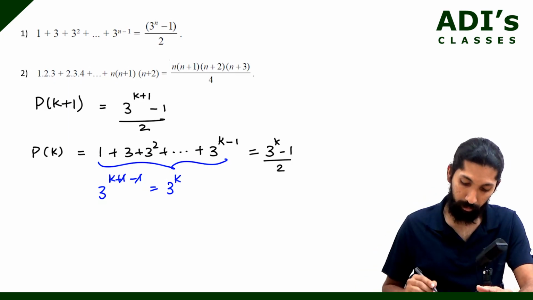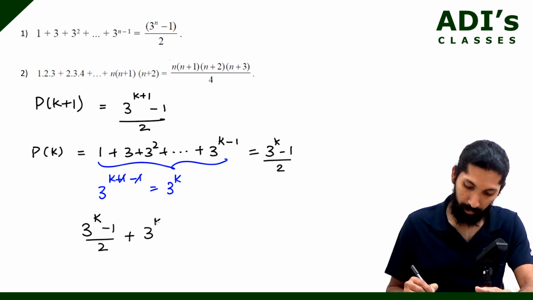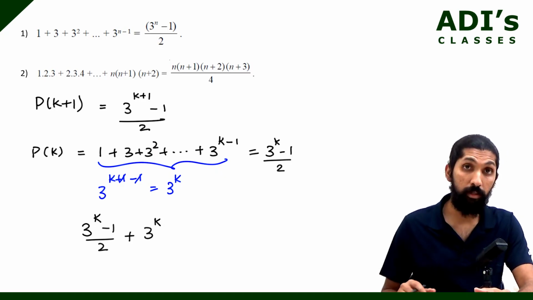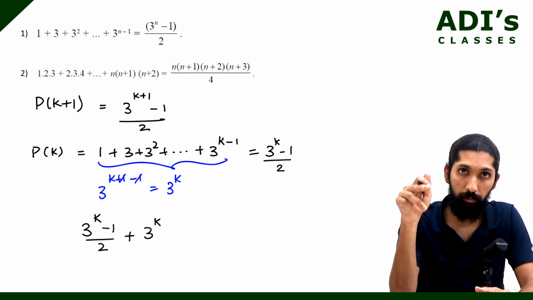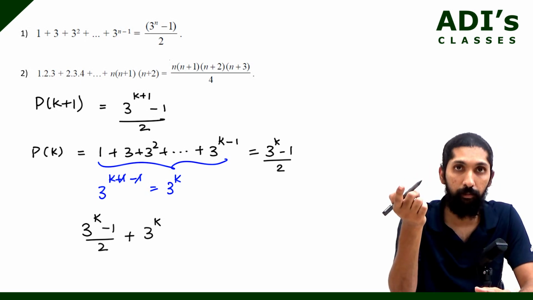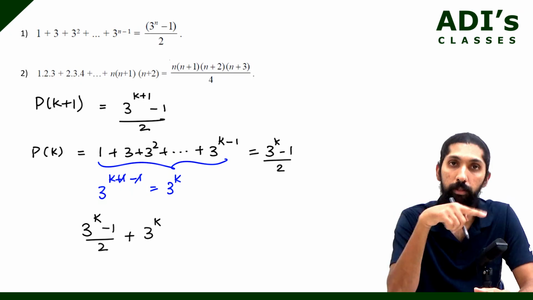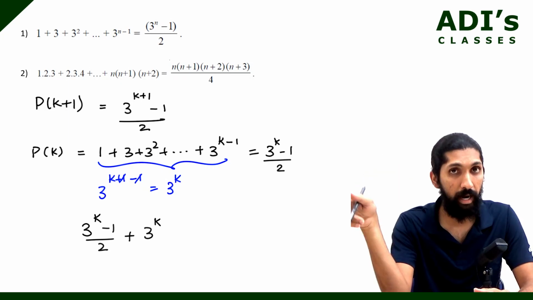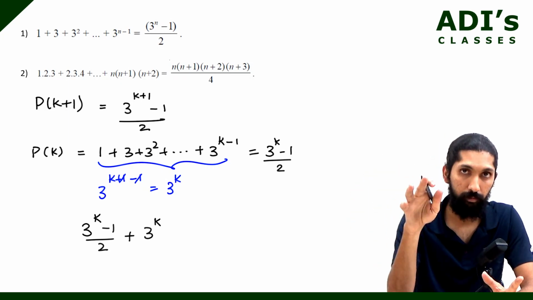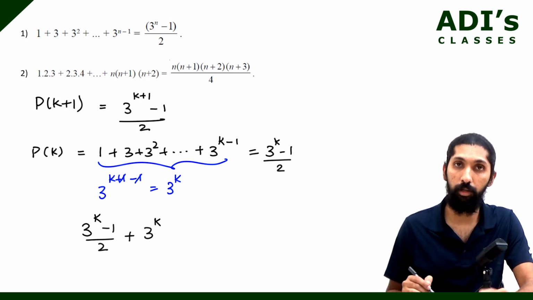So, what are we going to get now? (3 to the power of k minus 1) by 2 plus 3 to the power of k. I hope this is clear. Remember, the next term becomes 3 to the power of k plus 1 minus 1. Plus 1 minus 1 cancels. It's just 3 to the power of k. So, we are going to add 3 power k on this side. Clear? So, let's start with the simplification of the last step.